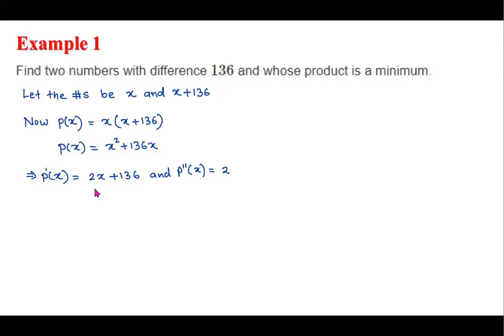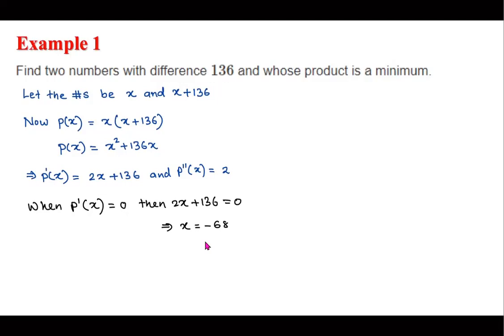Once we get this, we need to know when this product is minimum. The product will be minimum at the critical point, that is, when the first derivative is 0. So let's see what happens when the first derivative is equal to 0. We get 2x plus 136 equal to 0, and by solving this, we get x equal to negative 68. So we know that x equal to negative 68 is the critical point.